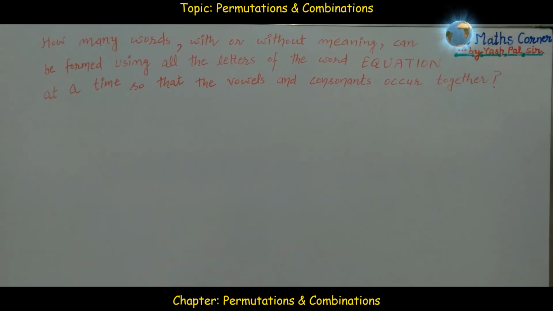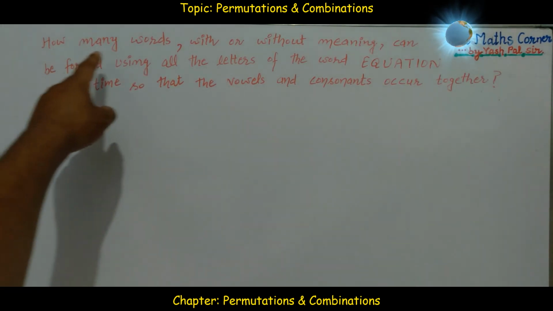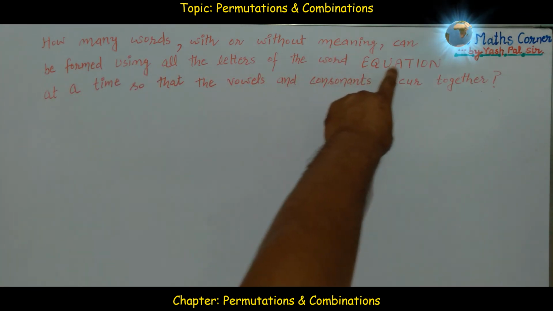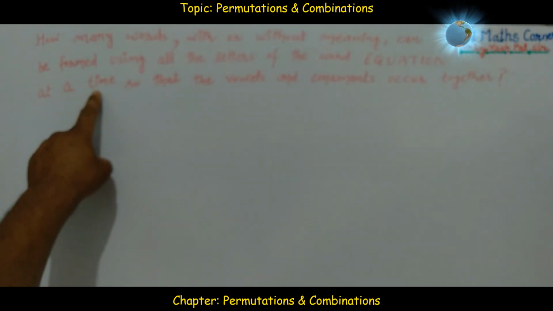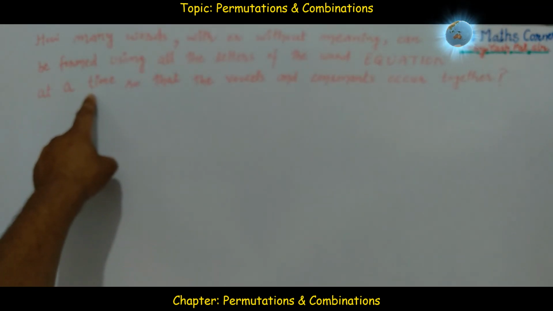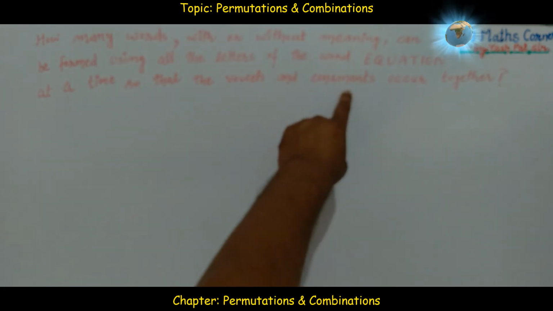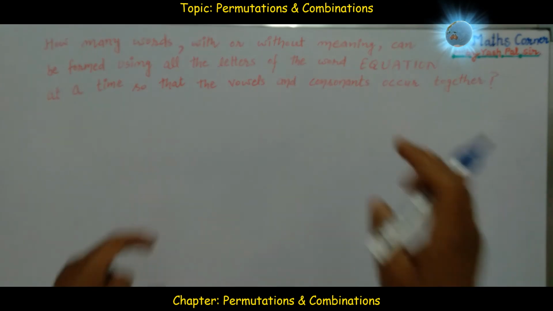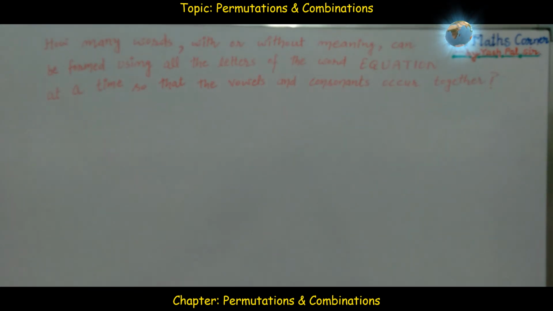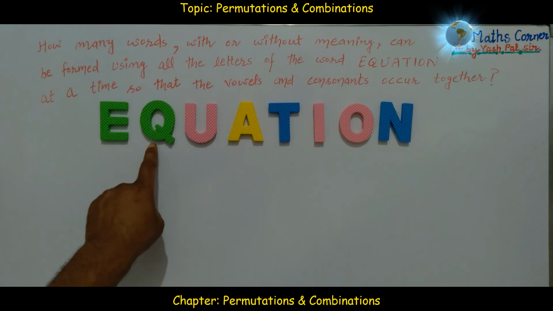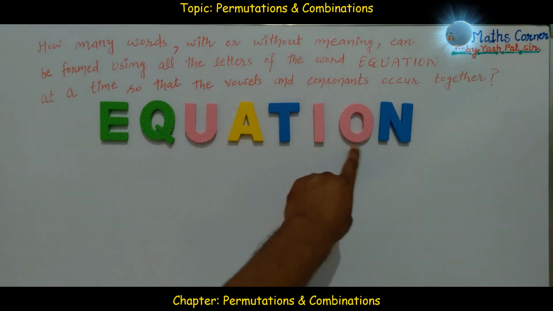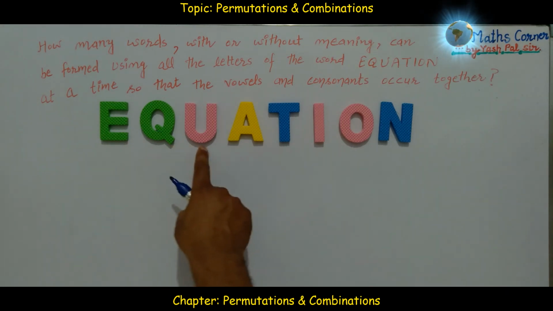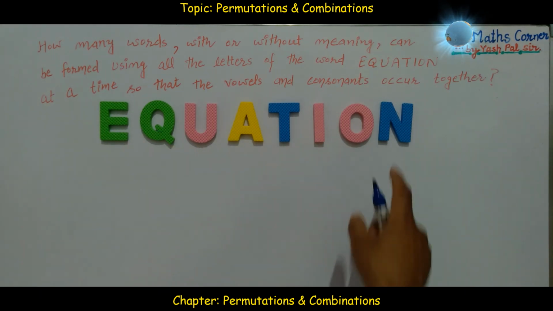One more very interesting question we have. How many words, with or without meaning, can be formed using all the letters of the word equation at a time, so that the vowels and consonants occur together? This is the additional condition. Okay, so first of all, what is the thing? Equation. Here, how many letters are there? 1, 2, 3, 4, 5, 6, 7, 8 letters are there.